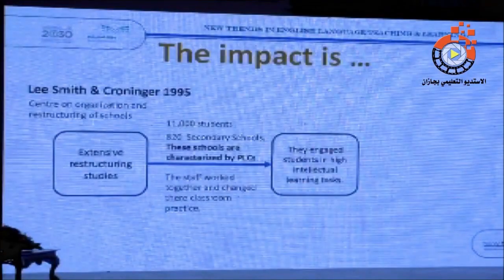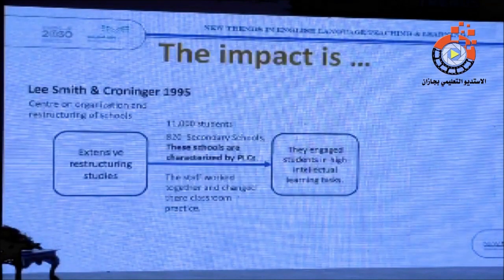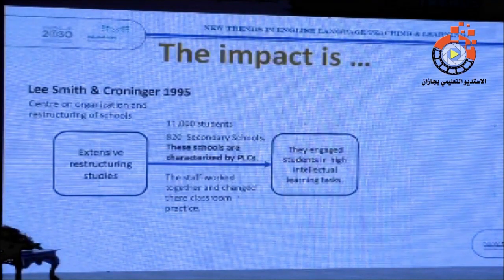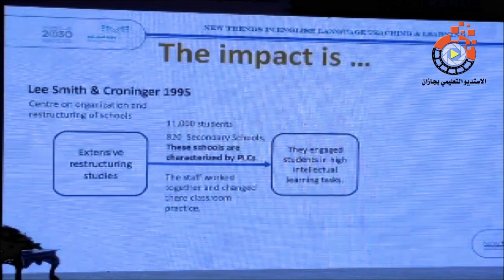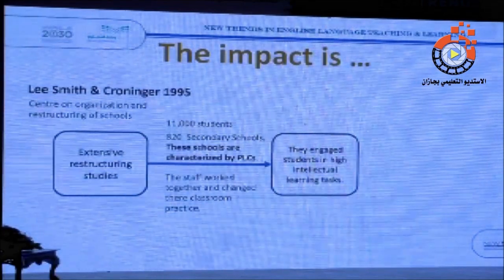What was the result? The teachers used the new technologies to engage students in high intellectual learning tasks. What happened? Students achieved greater academic gains in subject. They achieved greater academic results than before. So why? Because the staff and the students were committed.